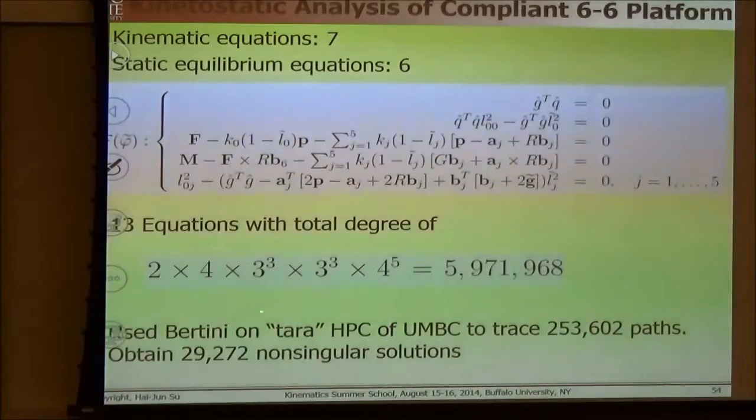The total degree is almost 5 million. But if you use software called Bertini, you end up tracking 253,000 paths and obtain 29,000 non-singular solutions.